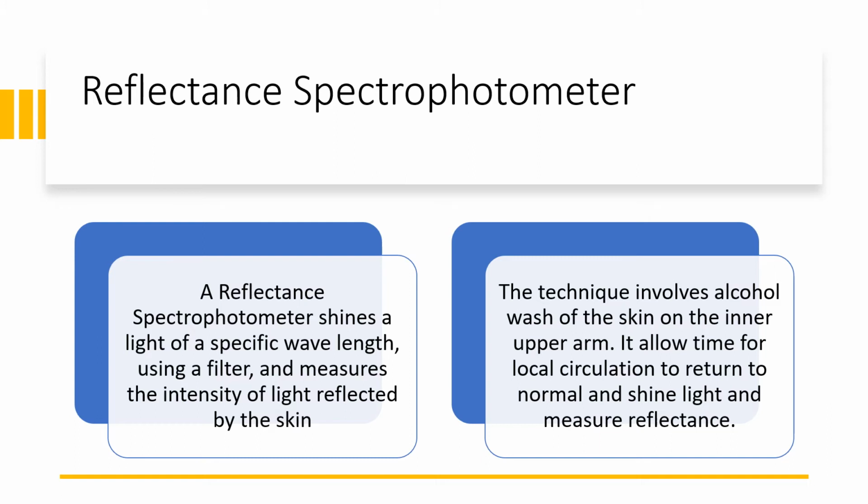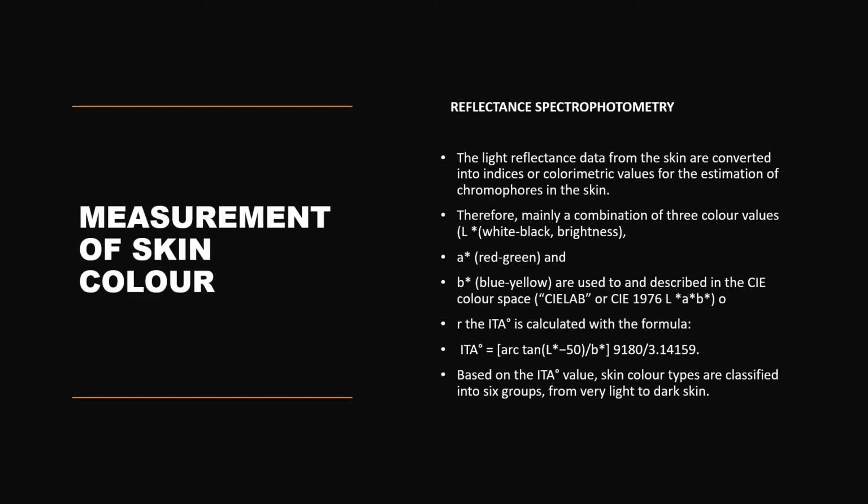And it is not as simple as it sounds, because the data derived is huge in extent and the interpretation of data is a little complicated. So when we talk about reflectance spectrophotometry, it is a combination of three color values which are being interpreted, through the colorimetric values for the estimation of the chromophores in the skin. So you can see the formula for the chromophoric determination.